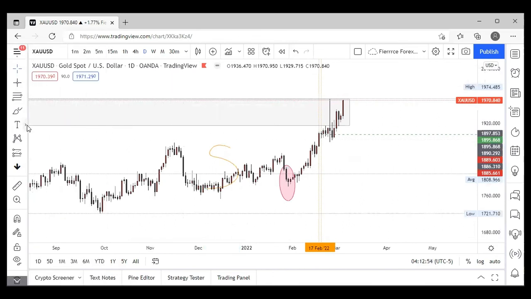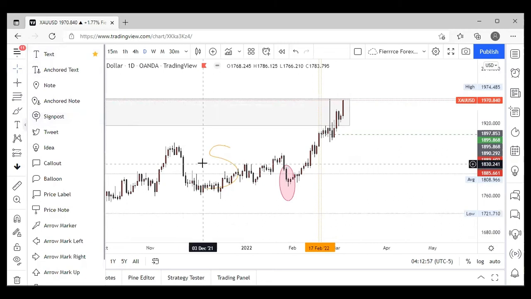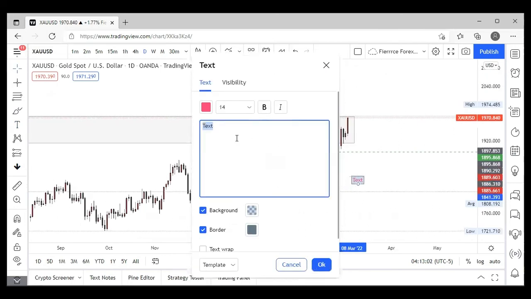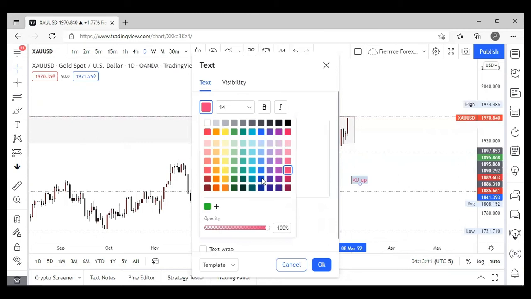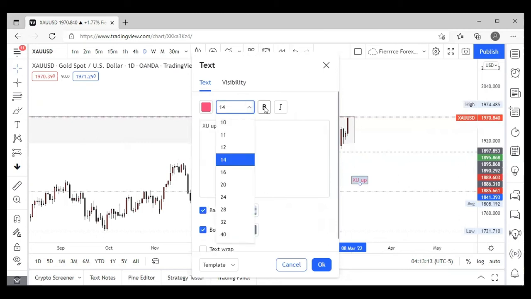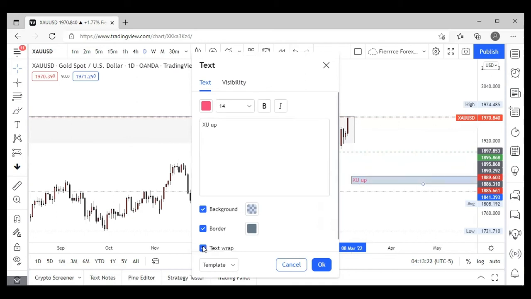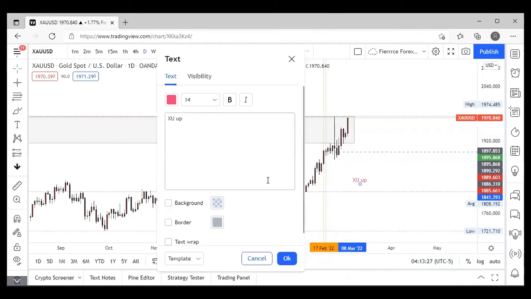Something else you may want to use is annotation tools, where now you can put notes on your chart. The one I really like to use a lot is the text tool. If I want to write GU up or whatever, this is how it looks. If I want to customize the colors of that text, I can change the font size, change the font bold, italic, etc. I want to remove the background, add it, border, remove it, text wrap, and whatever. Sorry, I keep on saying whatever, but I'm just trying to show you guys that there's so much versatility with these tools. You can customize things to your preference and your liking.